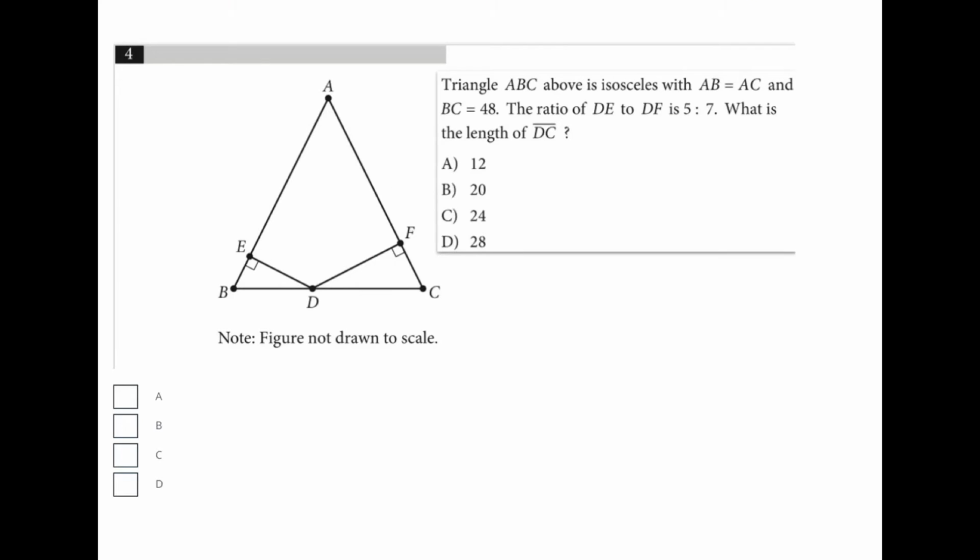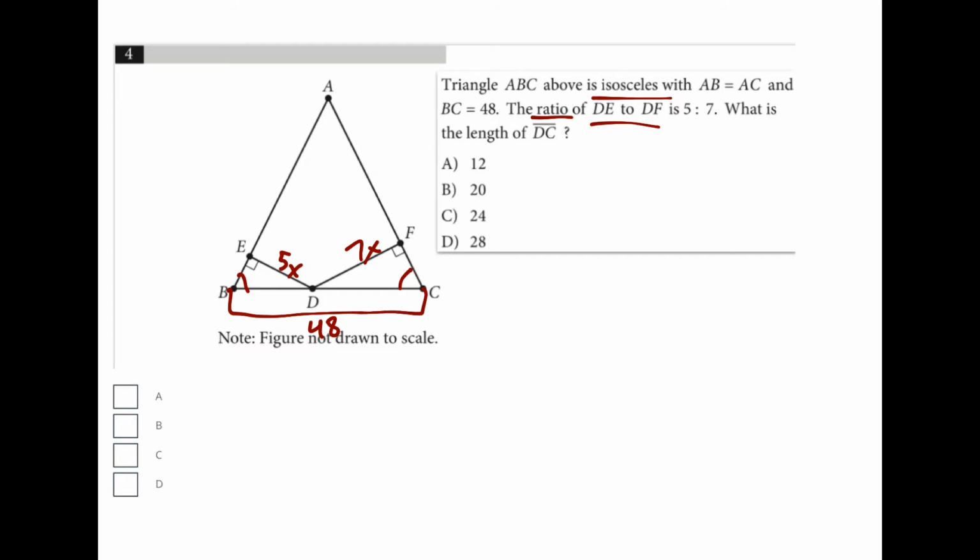For this one, we have an isosceles triangle, and we have two similar triangles. We know that because they talk about the ratio of particular sides and side lengths. So I can write that ratio as 5x to 7x. They tell me that this entire length, BC, is 48, and I know that these two base angles are the same because the triangle is isosceles.